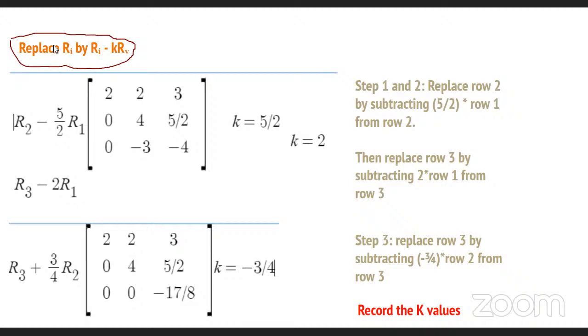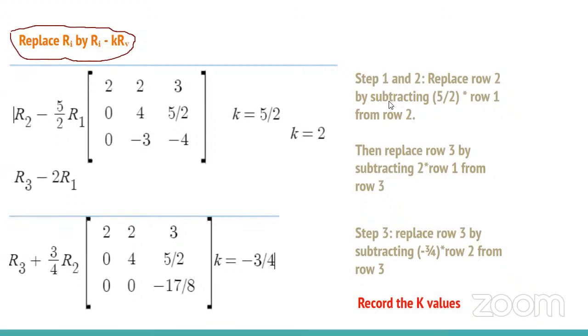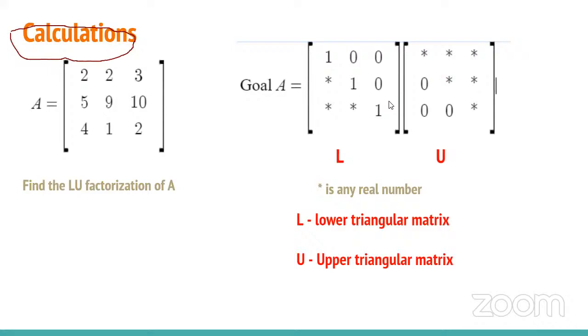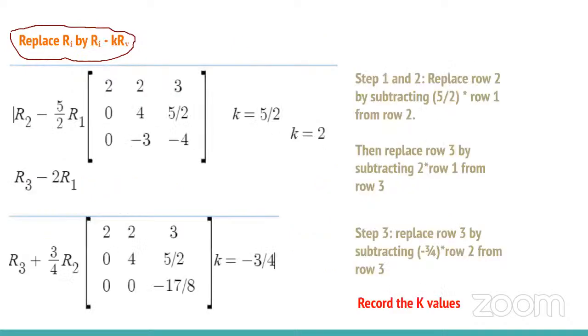For example, going back to our previous slide, we said the goal: we are solving for the U first. We said that all the numbers below the diagonal line are equal to 0. We don't care about the numbers on the diagonal line or above the diagonal line. So we are trying to make all the numbers below the diagonal line 0. That's what we are solving for now.